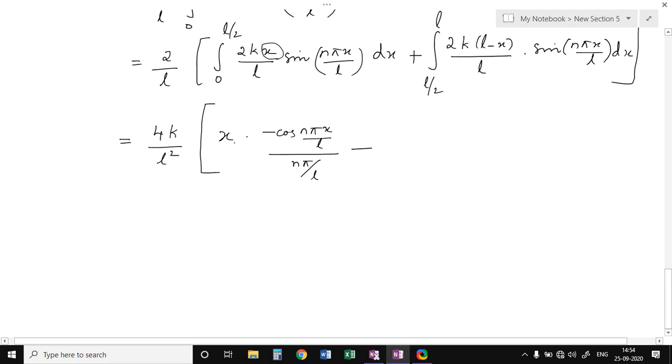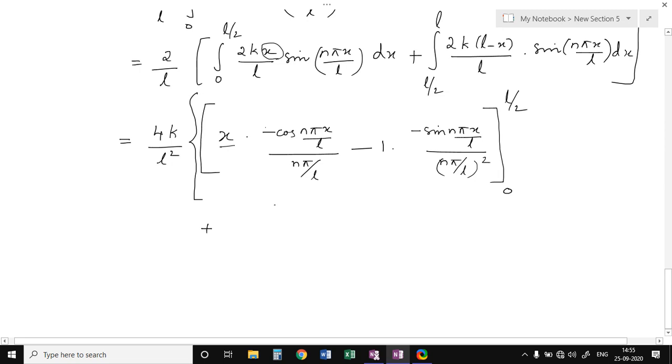Now, you write down the derivative of the first term x, that is 1, into the integral of the second function. So, it is minus sin n pi x by L divided by n pi by L the whole square. So, this is the integral of the first term, and now limits are from 0 to L by 2, and there is one more integral. So, I will write here plus 2k by L, which I have written outside of the bracket, and the function is L minus x, that is also a polynomial.